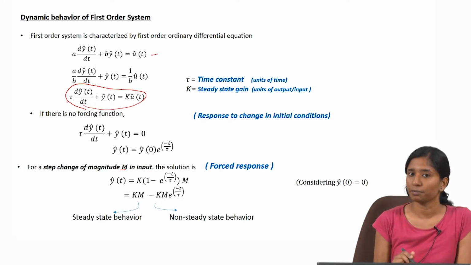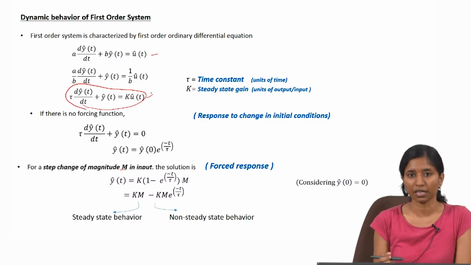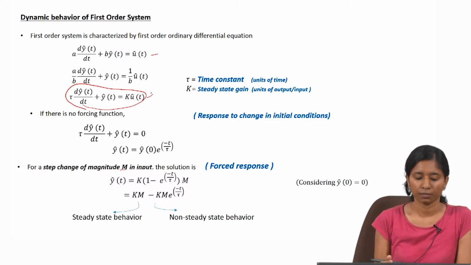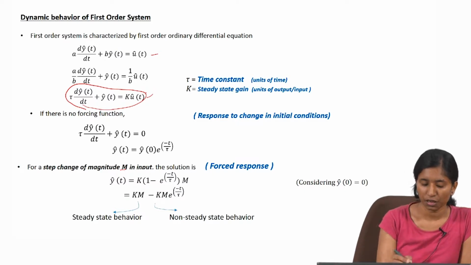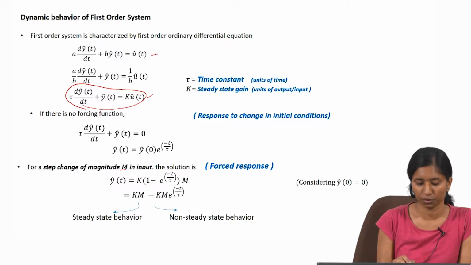We will talk about time constant and the process gain in a bit, but let us look at finding the solution of this particular differential equation. So, if there is no forcing function, if there is no input and the system is at a particular operating condition, at a particular initial state, let us see how the response will be. If there is no forcing function, then the RHS in this equation is 0. So, this is a homogeneous differential equation, and the equation is tau dy hat by dt plus y hat of t is equal to 0.